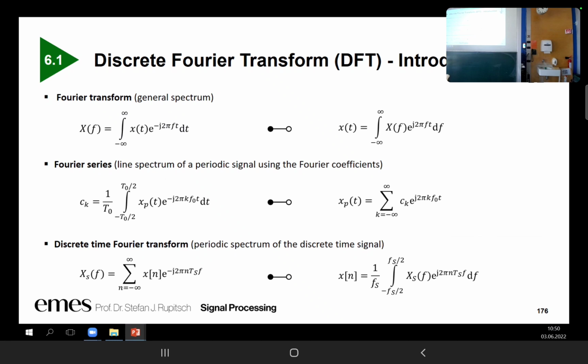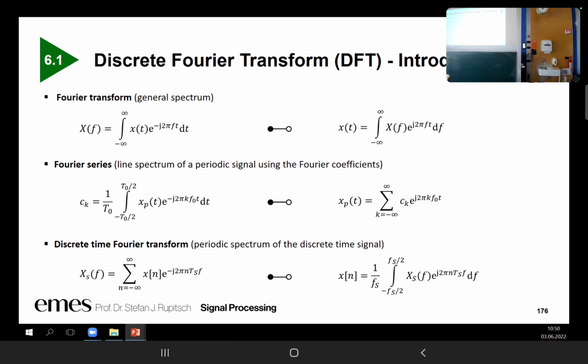And the discrete time Fourier transform leads to which kind of spectrum? Is the spectrum discrete or continuous? It is continuous, exactly. The discrete time Fourier transform leads to a continuous spectrum.